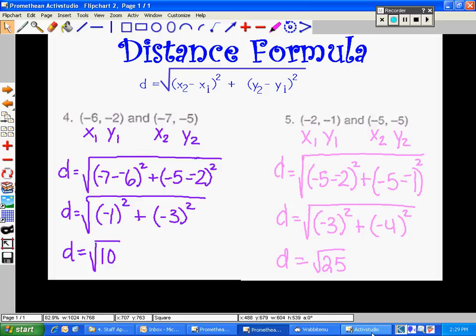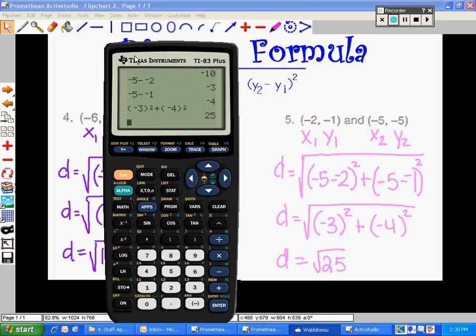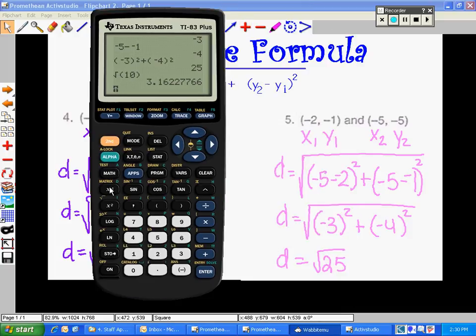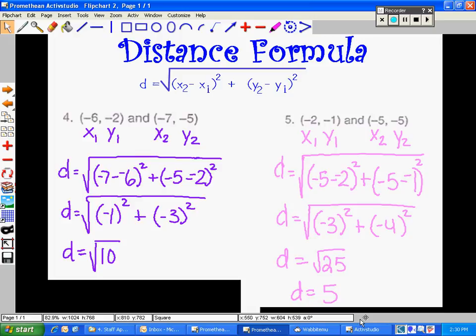Can I simplify the square root? Well, in the previous example, we got square root of 10. If I type that into my calculator, square root of 10, I get a decimal. It's not a perfect square, so I'm going to leave it as a simplified square root. I cannot simplify the square root of 10. Square root of 25. Let's see if that's a perfect square. Sure is. We get 5. So the answer for number 5 is 5.